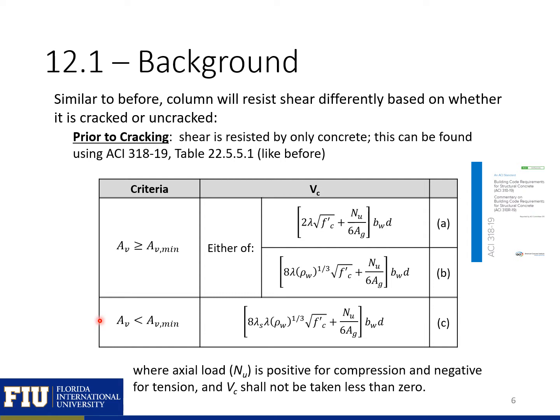And while before we didn't include an axial load in these equations, now when we're talking about columns, we will have an axial load. So this N_u is going to be positive for compression and negative for tension. Note that V_c shall not be taken less than 0. So if you have tension in the column, it's going to decrease the shear contribution V_c, but V_c cannot be less than 0.